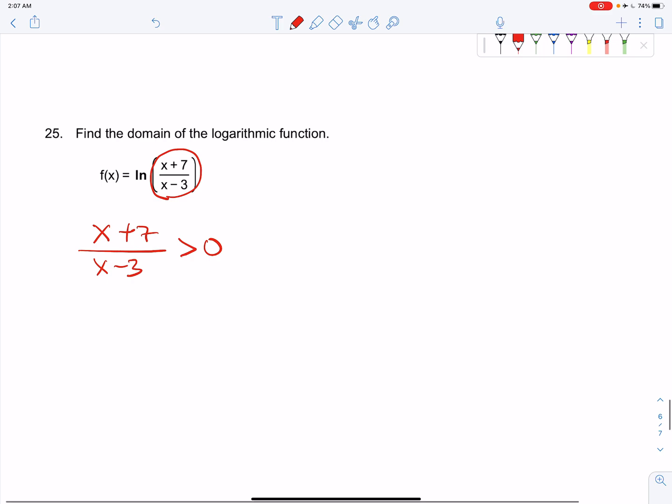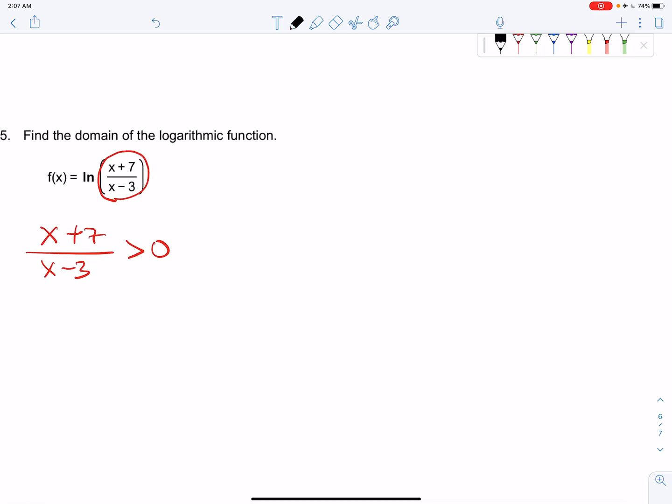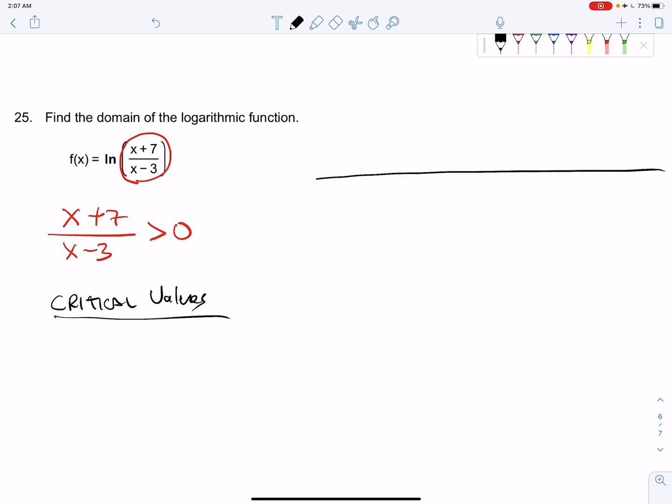They are kind of a pain, but they're a lot like the last problem, where we're going to want to get ourselves a number line and test points, okay? So we need to get our critical values. Critical values. Can't spell all of a sudden. Well, actually, that's not all of a sudden. Anyways, critical values.